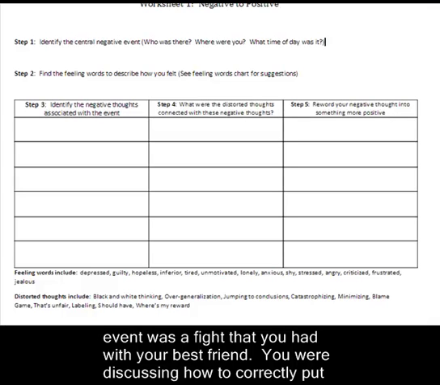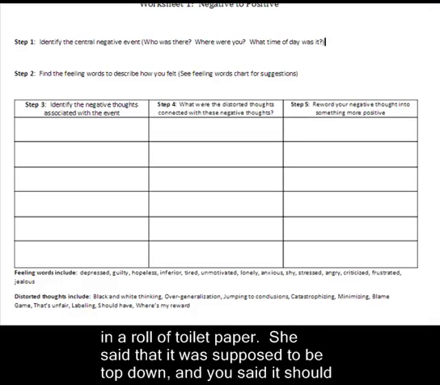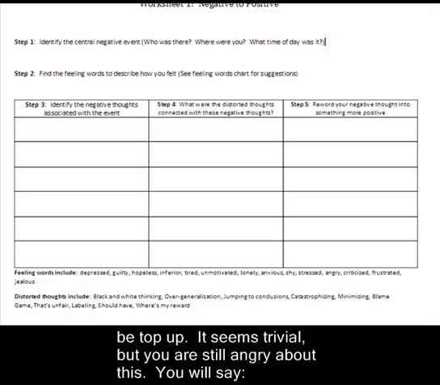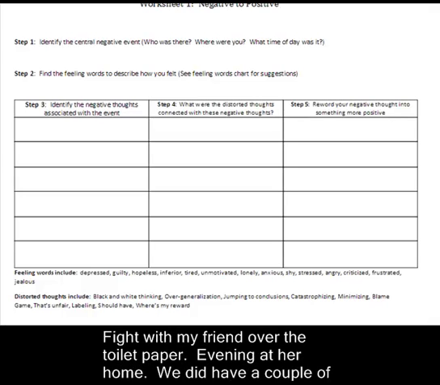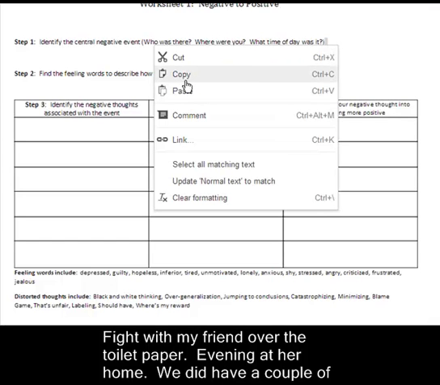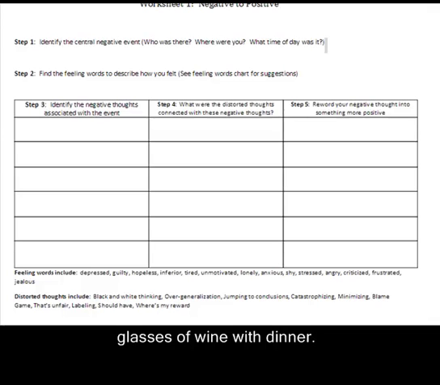You were discussing how to correctly put in a roll of toilet paper. She said it was supposed to be top down, and you said it should be top up. It seems trivial, but you're still angry about this. You will say, I had a fight with my friend over the toilet paper. It was during an evening at her house, and we had a couple of glasses of wine over dinner.